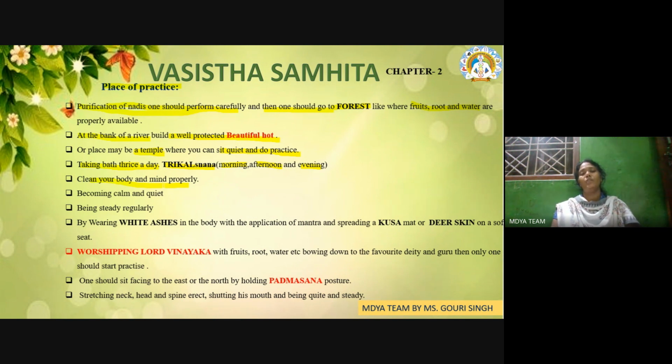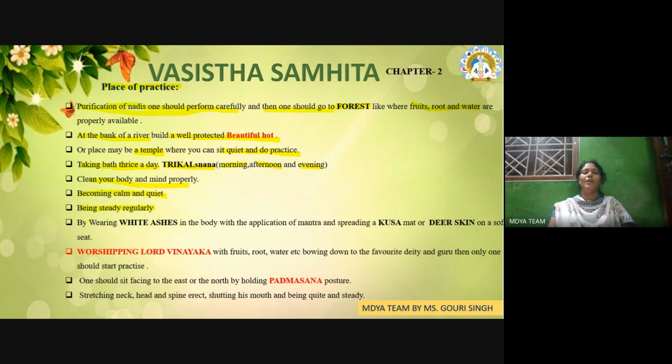How the mind will be cleaned is also not described here. It only says that before doing the practice, first you need to clean your body as well as your mind. That means your mind should be focused and all your senses should be controlled. Then you have to sit in a calm and quiet place and be steady and regular. Whatever you are practicing should be firm and done regularly.